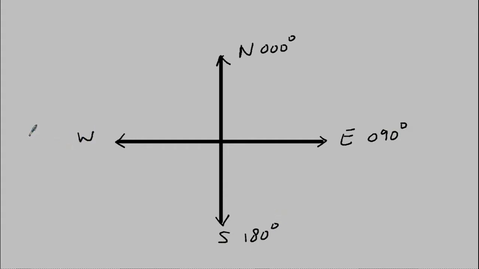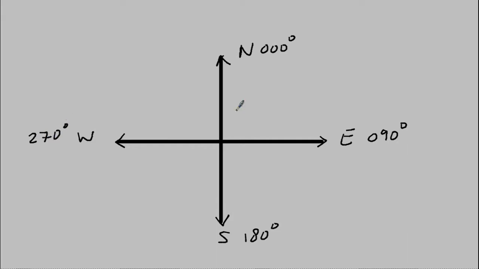So basically, if you want to represent this on a piece of paper, you would draw your axes in the normal way, representing the four directions. This is north, which as we have seen is at a bearing of 0 degrees. This is east, which is at a bearing of 90 degrees. This is south, a bearing of 180 degrees, and west is a bearing of 270 degrees.